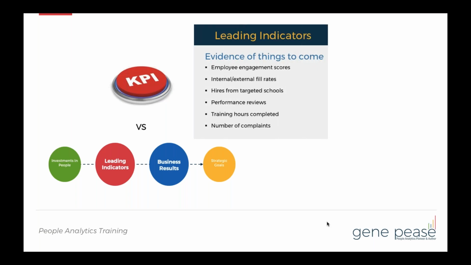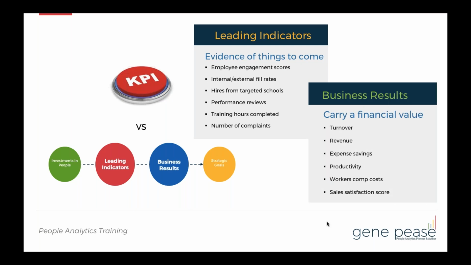So a leading indicator is evidence of things to come. They're typically things you cannot put a financial value on. And a business result, exactly what it sounds like, carries a financial value, and you can put a dollar value on that. So when you develop your hypothesis and you're trying to build your chain of evidence, instead of thinking about KPIs, we use the vocabulary leading indicators and business results. And I can promise you it will simplify and clarify your conversations with your stakeholders.